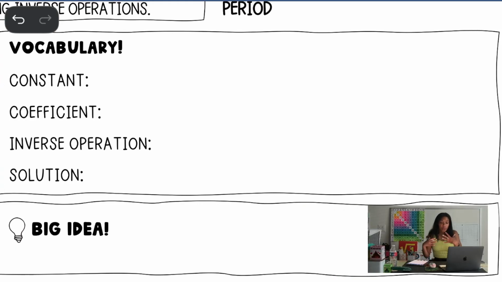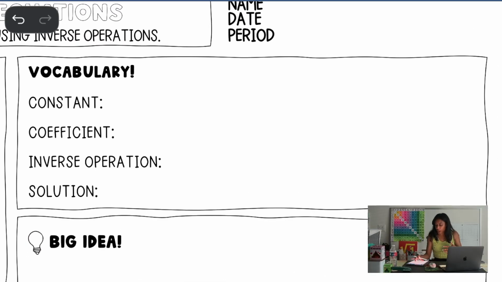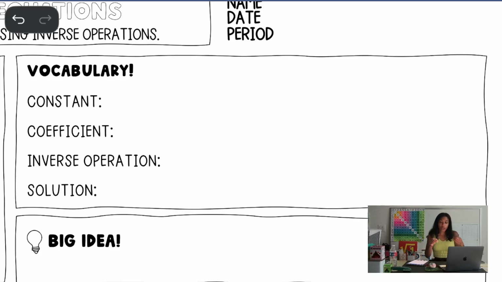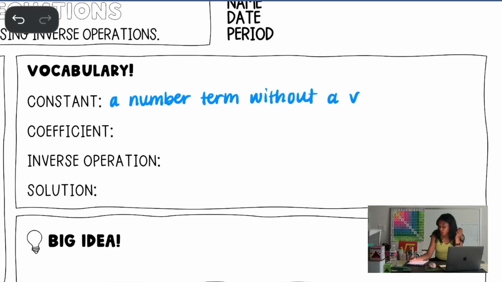As always, I'm really big on talking about math, not just doing math. So I do want to make sure that we cover the vocab. That way we know what we're talking about, we sound like we know what we're talking about, and people want to hear what we have to say. We're going to keep it real short, cute, and sweet this time. Constant: a constant is a number without a variable. A number term, throw that in there, without a variable. Perfect.